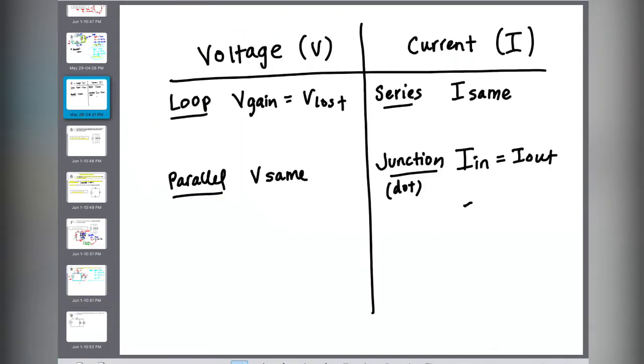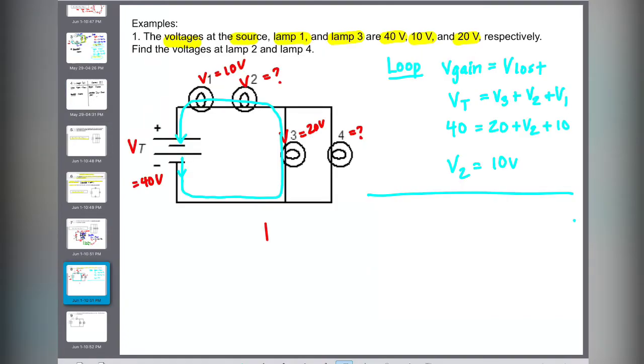Now, we're not done yet, right? So go back to this chart. I am now done with the loop part. The next part is, do I have anything that is in parallel? Because if I do, it's going to be the same. So the next thing I need to do is look for anything that is in parallel, because if I know anything that is in parallel, all the voltages are going to be the same.